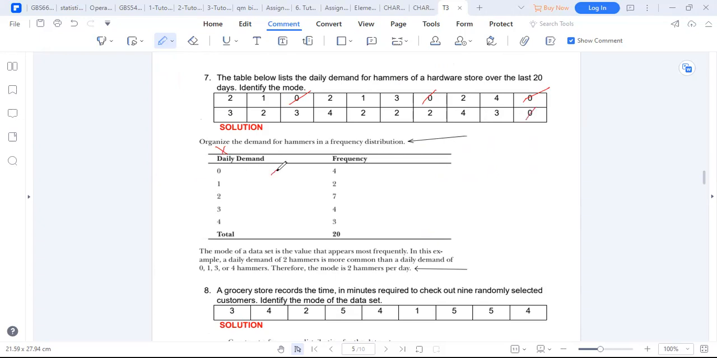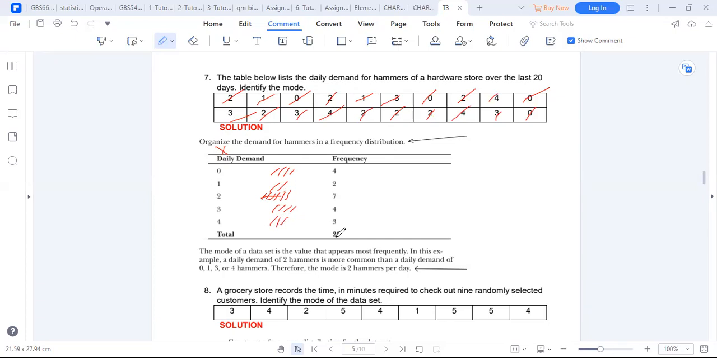You can even put a tally if you want here. How many ones do we have? We have 2. How many twos do we have? We have 7. And how many threes do we have? We have 4. And how many fours do we have? We have 3. So these are our frequencies.